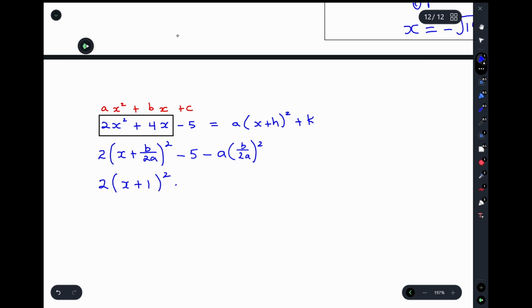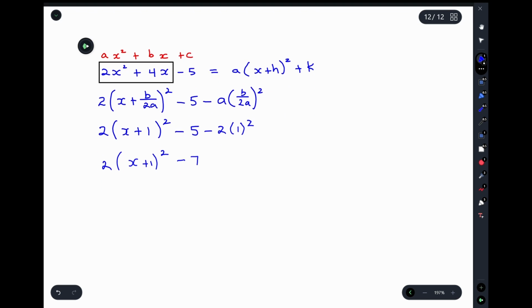So what that works out to be is minus 5 minus a would be 2, and b divided by 2a is 1, so 1 squared. And so finally we have 2 multiplied by x plus 1 to be squared minus 7. Okay? So in this case, a works out to be 2, h works out to be positive 1, and k works out to be negative 7. Okay? And that's it.